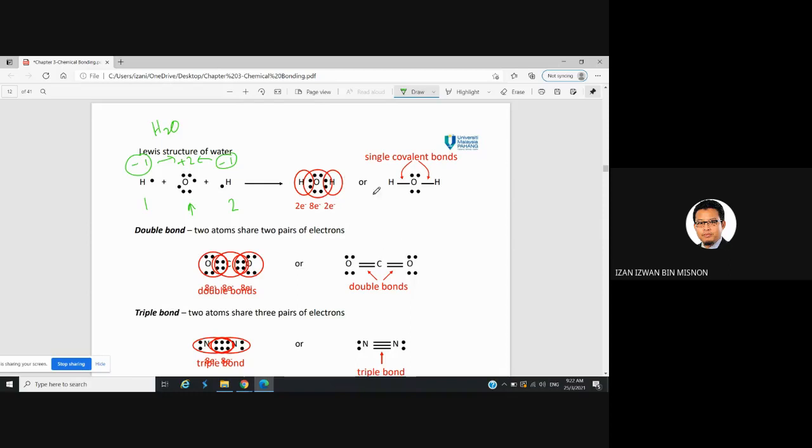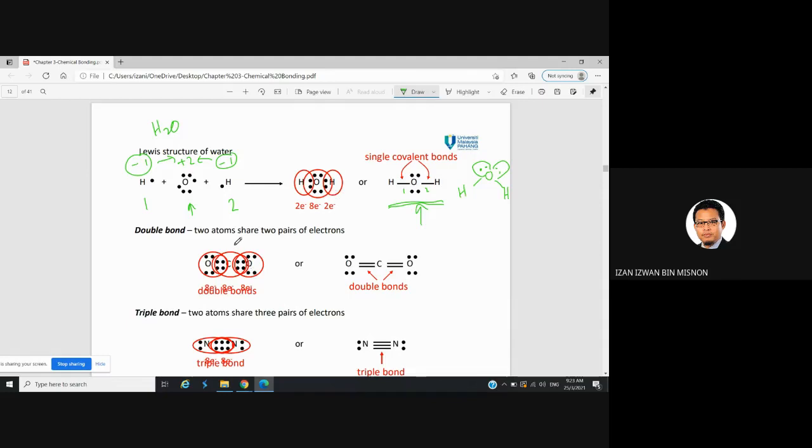So in this case, water will have HOH. The final shape of water will be bent, HOH. This is due to the lone pair electrons that exist in oxygen that give some repulsion to the hydrogen atoms. But then we can represent it like this to show the two single bonds between hydrogen and oxygen. Okay, that is for single bond.